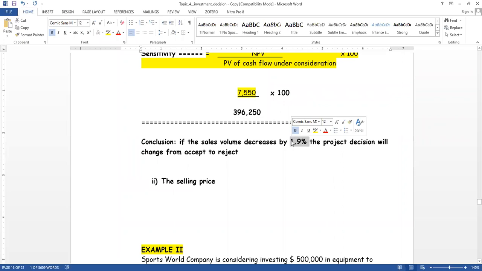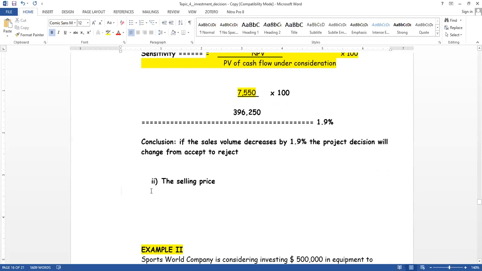more sensitive that variable is to the project decision. Okay, because it is too close. Any slight fall by 1.9%, the project will no longer be viable. Okay, so meaning that particular attention has to be attached to this. You must try as much as possible to ensure that your sales do not fall. If it falls by 1.9, the project will no longer be viable.